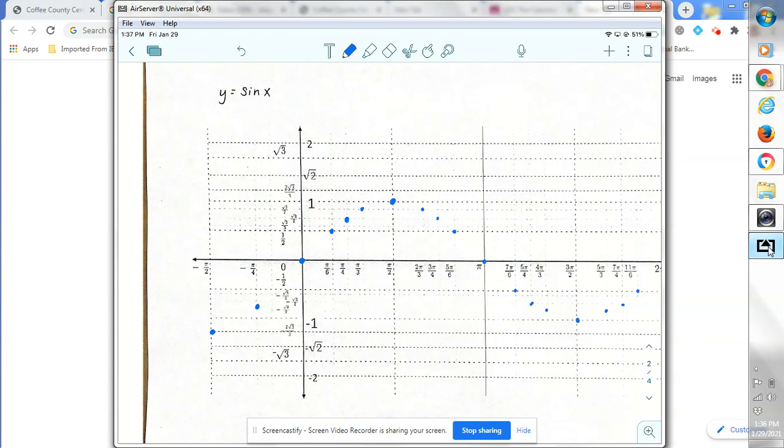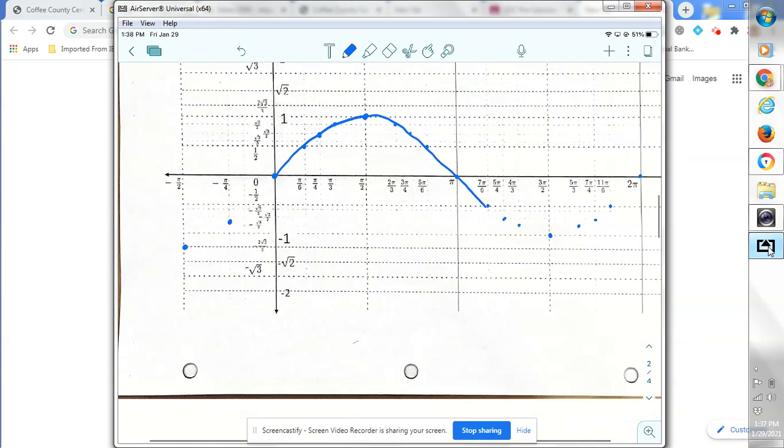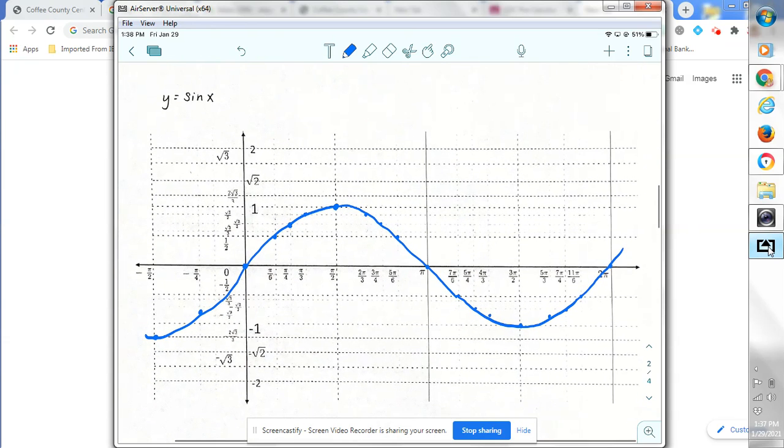All right. And then we would connect this in a curvy, rounded, smooth graph. It's not easy to do on this iPad. And it's going to keep going in that direction. It's going to keep going in the other direction as well. That is part of the graph of the sine curve. Let me see if I can make it a little bit better.